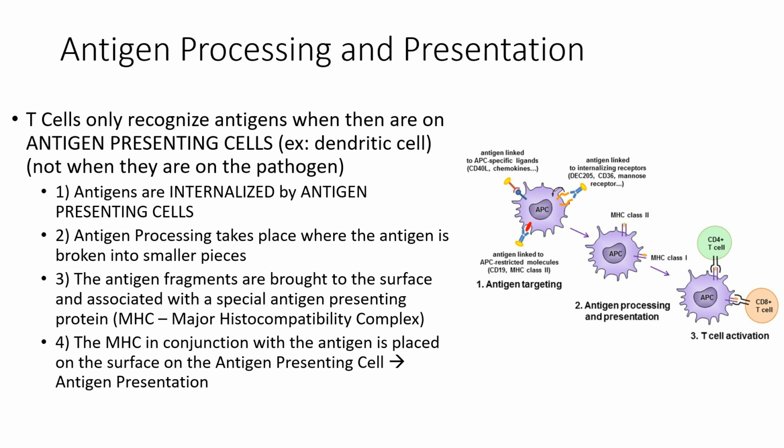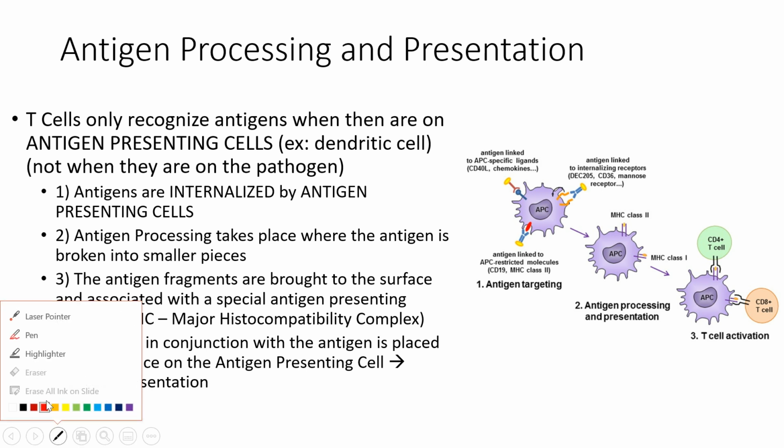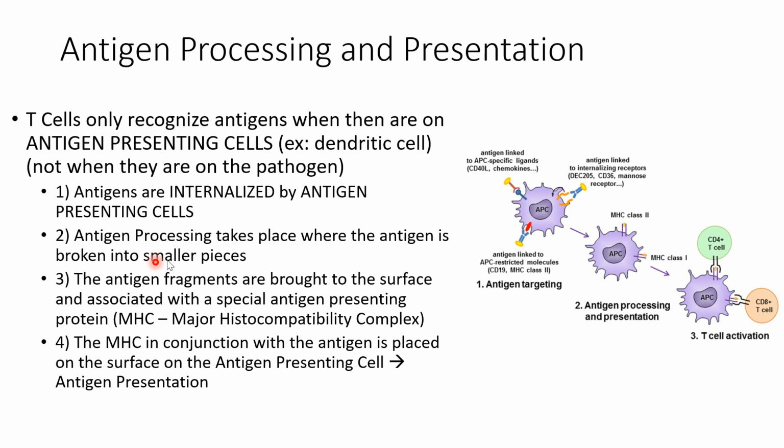Antigens are internalized by the antigen presenting cells. We talked about how that was happening with the phagocytosis of the dendritic cells and the macrophages. The antigen presenting process takes place when the antigen is broken into smaller pieces, which we've talked about. Those fragments are then taken to the surface and presented with a major histocompatibility complex.